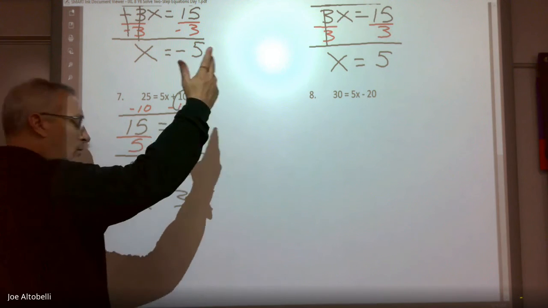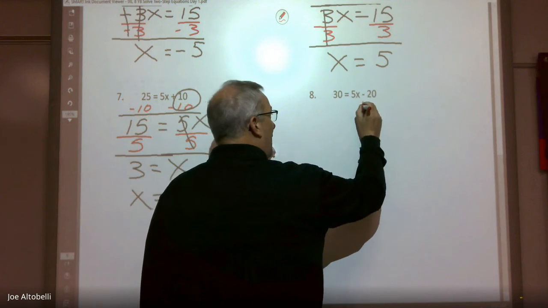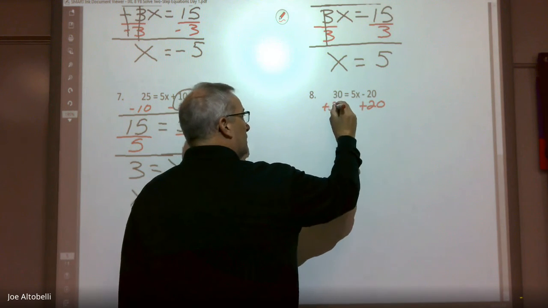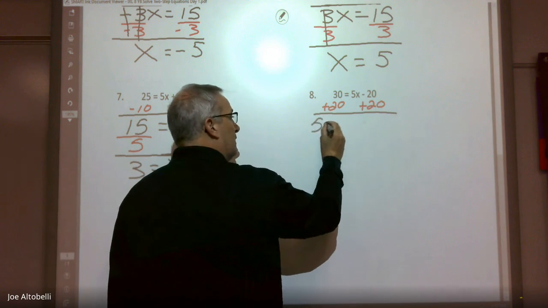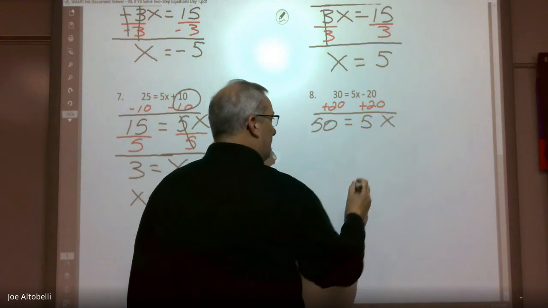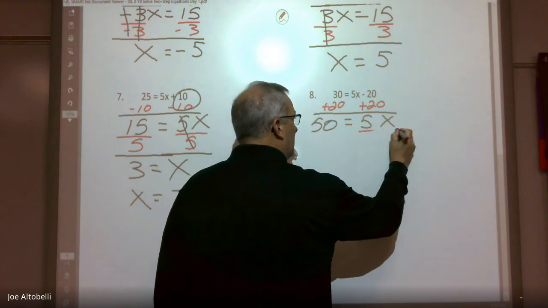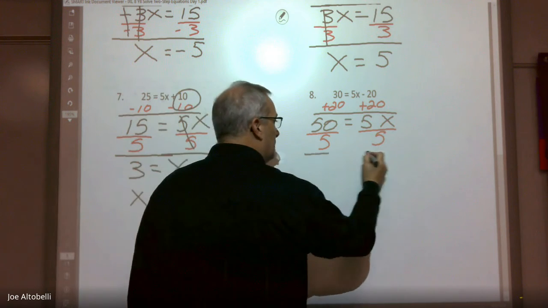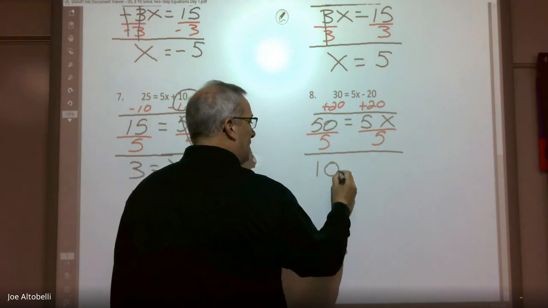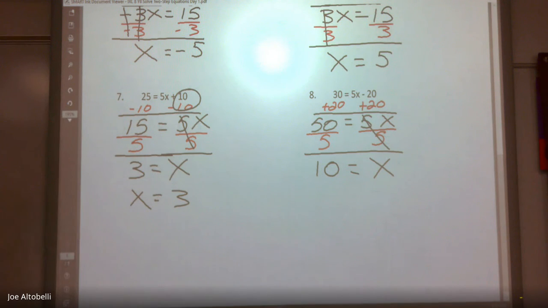All right, number 8, hopefully you did it. We're subtracting 20, so we have to add 20. And that will be 50 is equal to 5x. And then to undo multiplying by 5, we have to divide by 5. 50 divided by 5 is 10. And we get 10 is equal to x, or x equals 10. Questions?